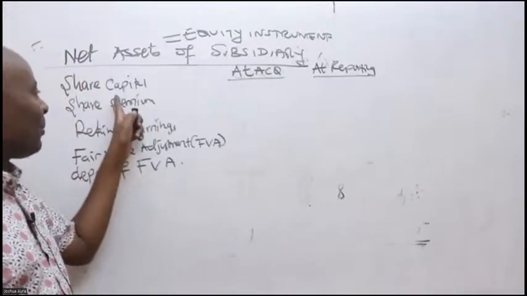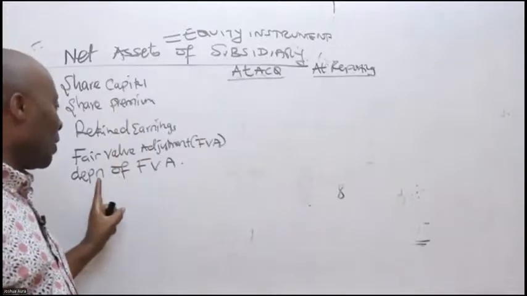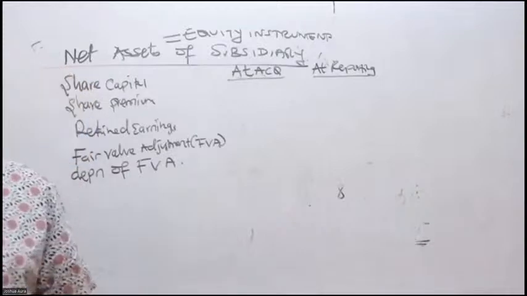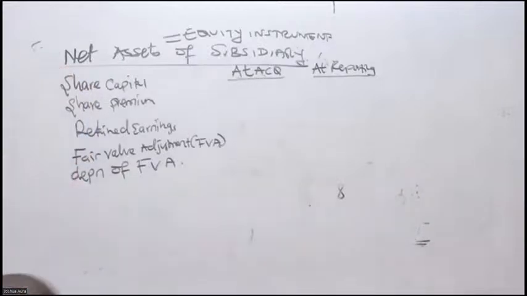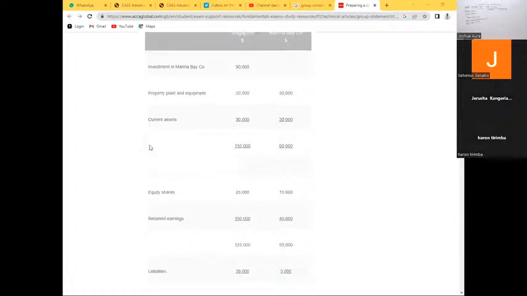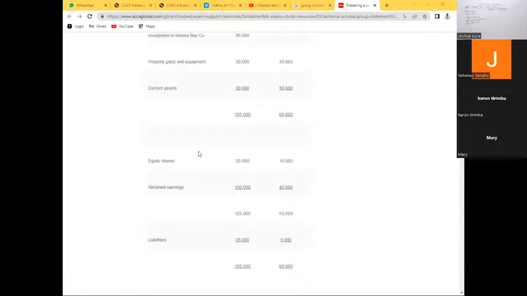Now, so share capital, share premium, retained earnings, fair value adjustments, and then we have depreciation of fair value adjustments. Great. Now let's get back here. So now ladies and gentlemen, what are they telling us here? Look at Marina Bay, your subsidiary. Please go to the equity area.